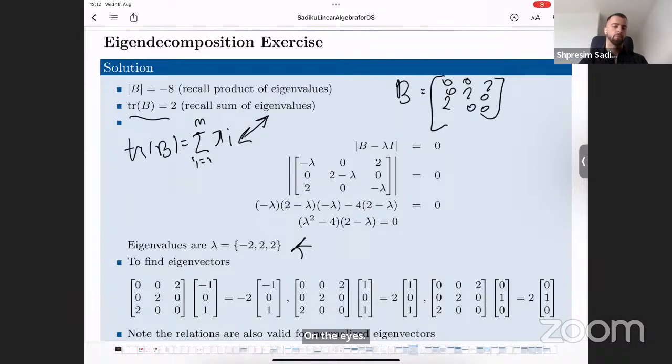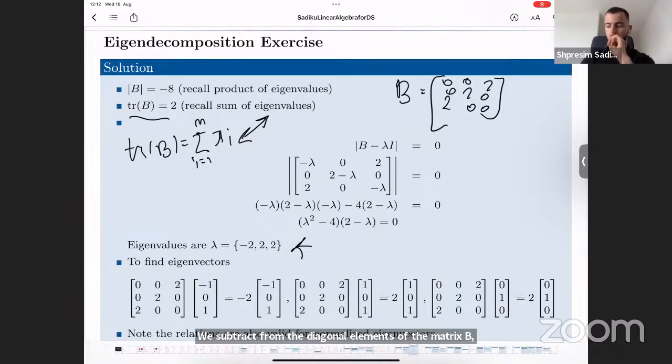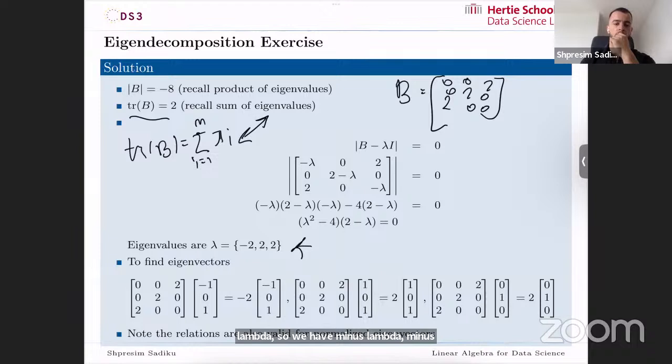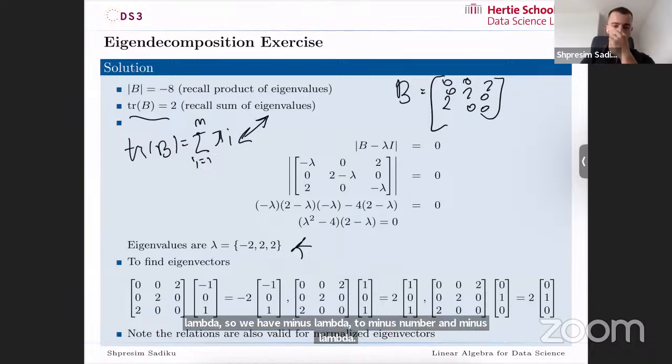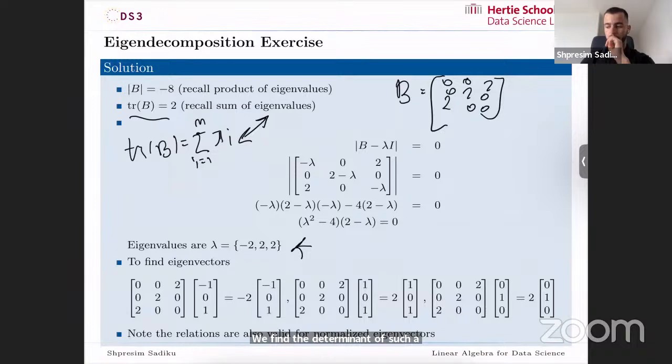Again, to find the eigenvalues of the matrix B, we just write down the determinant of the matrix B minus lambda times the identity matrix I equals 0. We subtract lambda from the diagonal elements of the matrix B. So we have minus lambda, 2 minus lambda, and minus lambda. We find the determinant of such a matrix. So we have minus lambda, 2 minus lambda times minus lambda minus 4, 2 minus lambda. We then find that the eigenvalues are minus 2, 2, and 2.